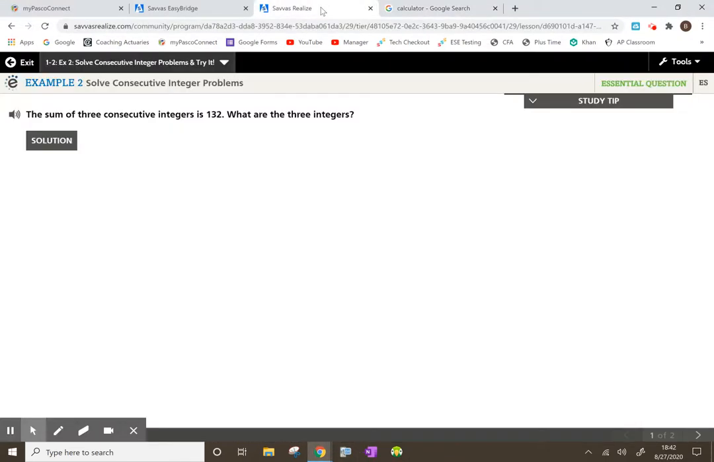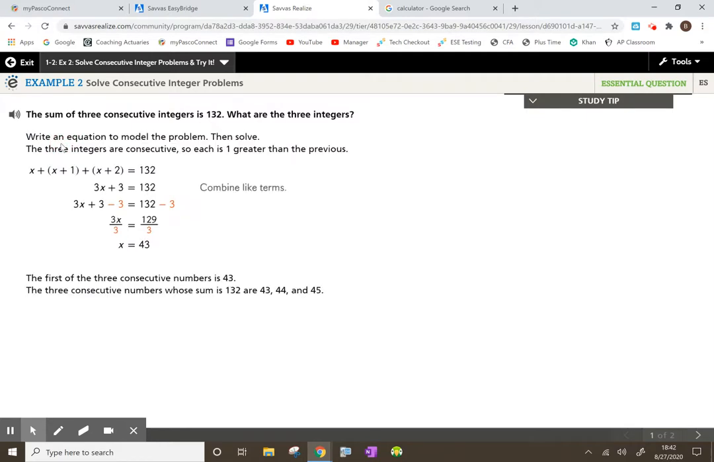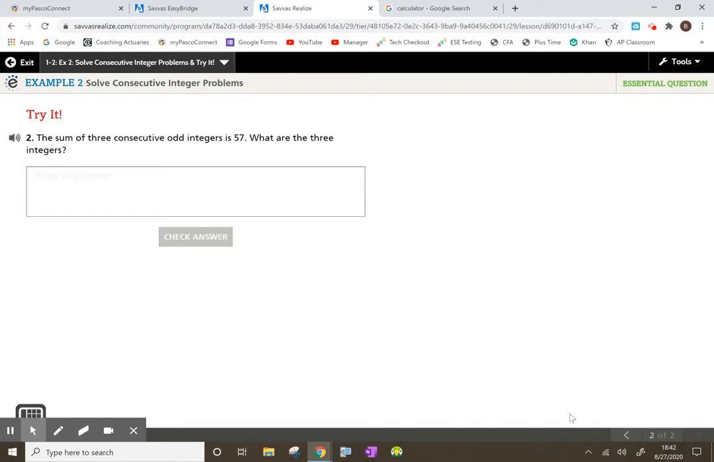So I think the best way to learn something like this is just through practice. So here's exactly the problem we just did. You can see it's worked out exactly the same way as we worked it out. Let's try a different example.